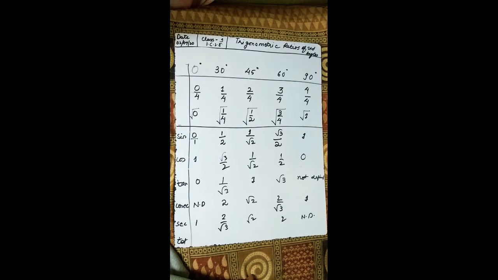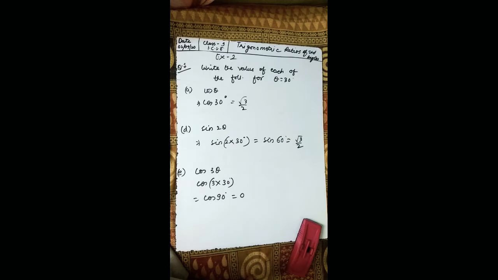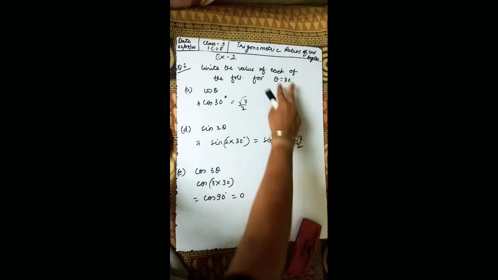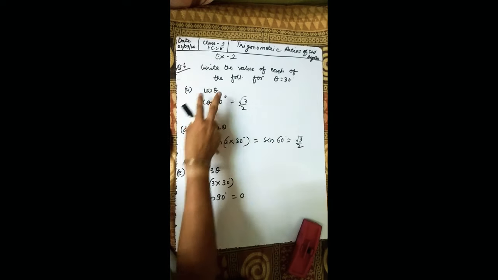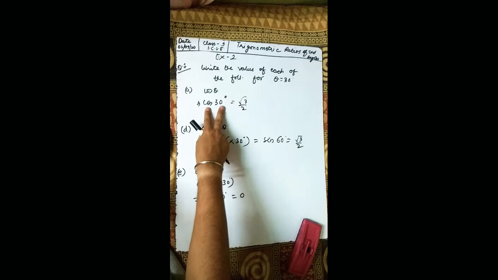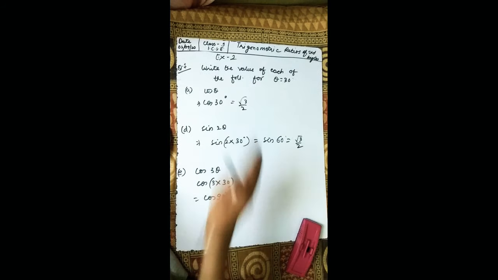Okay, let's get started with the exercise now. The very first question, write the values of each of the following for theta equal to 30 degrees. So very first question, cos 30 degrees, put the value of theta here, that is 30 degrees. Cos 30 degrees is root 3 upon 2. Just see from the chart.